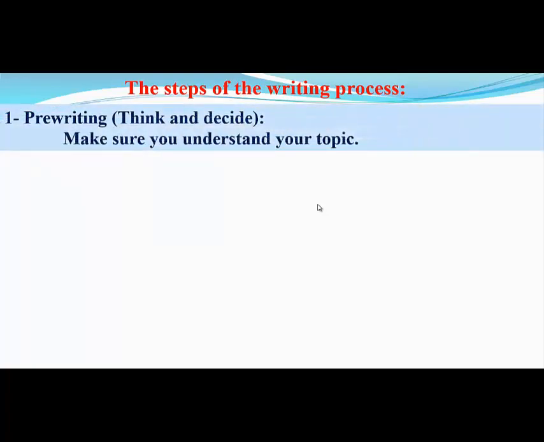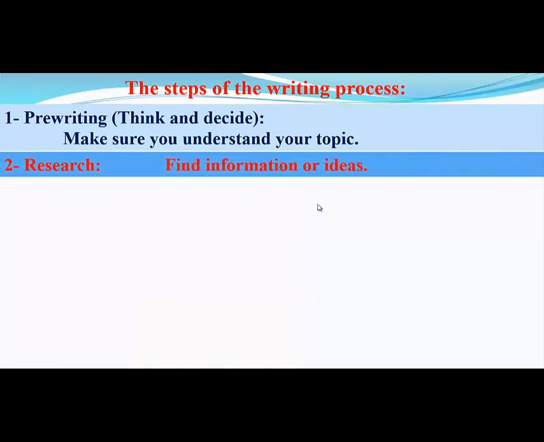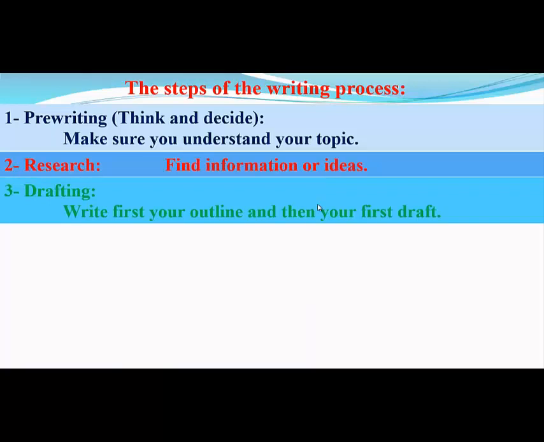First of all, we have what we call pre-writing. It's think and decide. Make sure you understand your topic well. Number 2, research. It means to find information or ideas, like on the internet, from your lessons, and from your reading. Number 3, it's drafting. Drafting here means write first your outline and then your first draft.